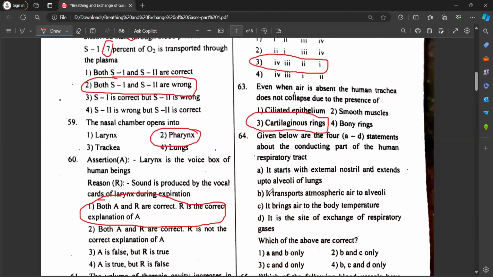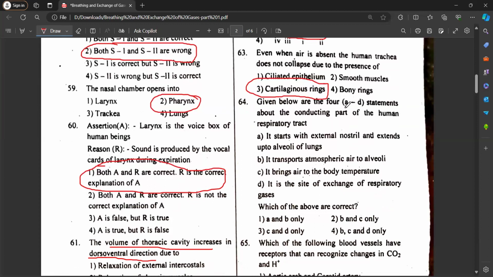Given below are 4 statements about the conducting part of the human respiratory tract. Conducting part starts from where to where? From the external nostrils to terminal bronchioles. So it starts with external nostrils and extends up to alveoli of lungs. No, this is wrong. It transports atmospheric air to alveoli. Yes, of course, it is right. It brings air to the body temperature. Yes, it is also right.